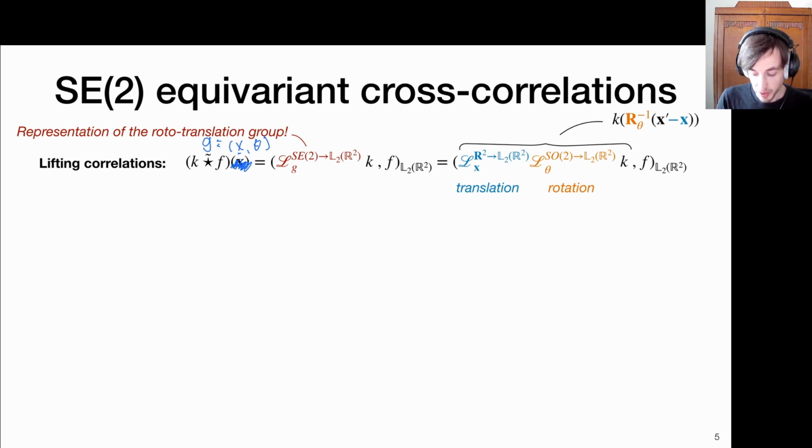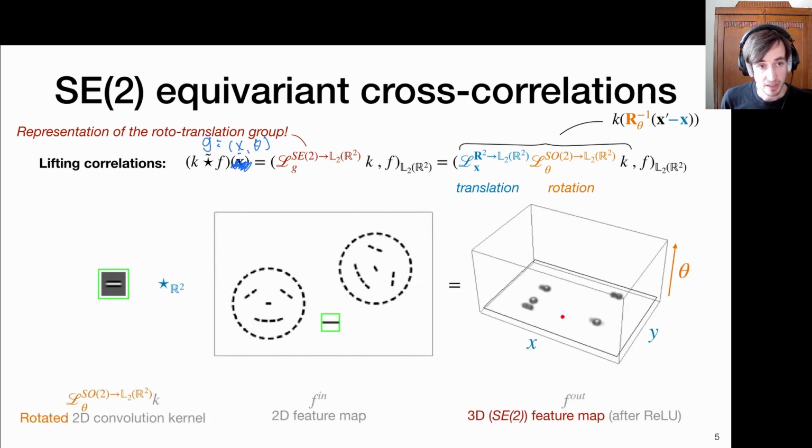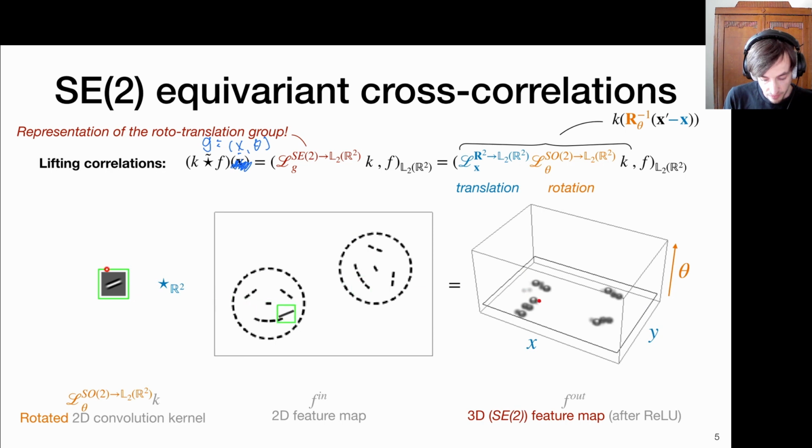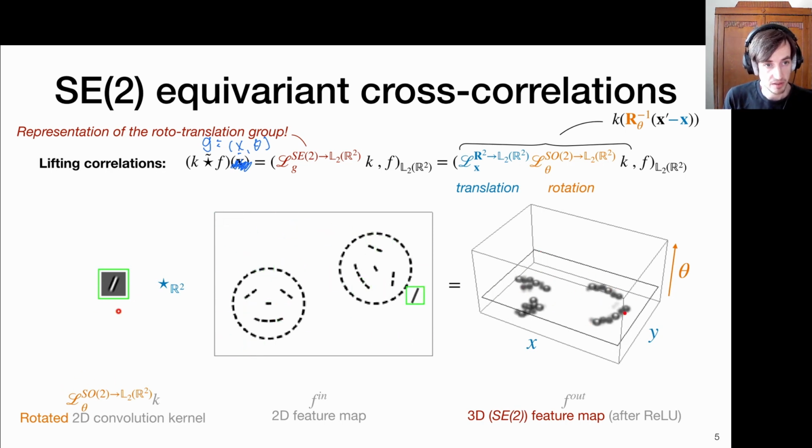So remember that the left regular representations transform the domain of these functions. So we first rotate the domain of K via an inverse rotation, and then we shift it via this translation vector. So rotation, translation. And I'm going to use this color coding where orange represents rotation and blue represents a translation. Okay, and then we keep making these inner products. So that looks something like this. So we have a core kernel K, which we can rotate via the action of the rotation group acting on K.